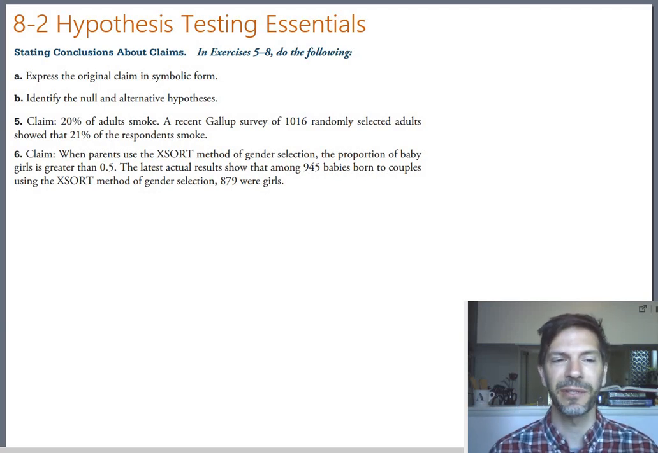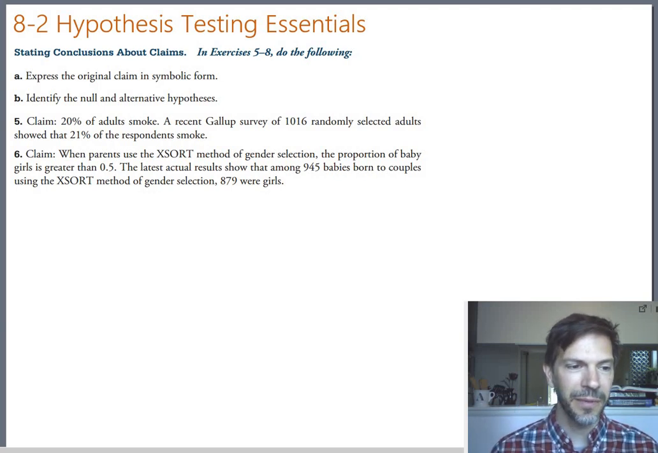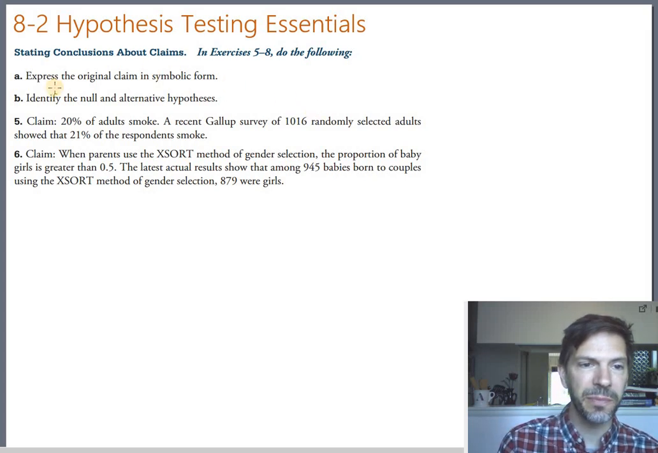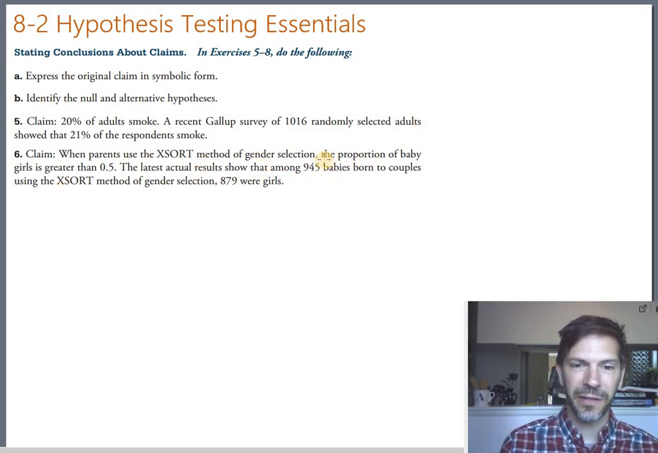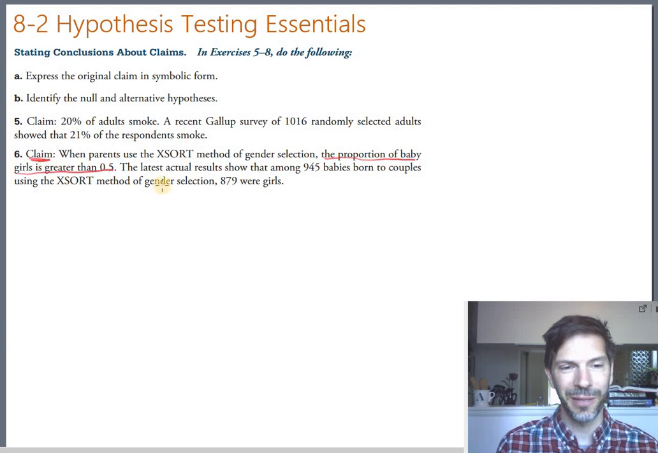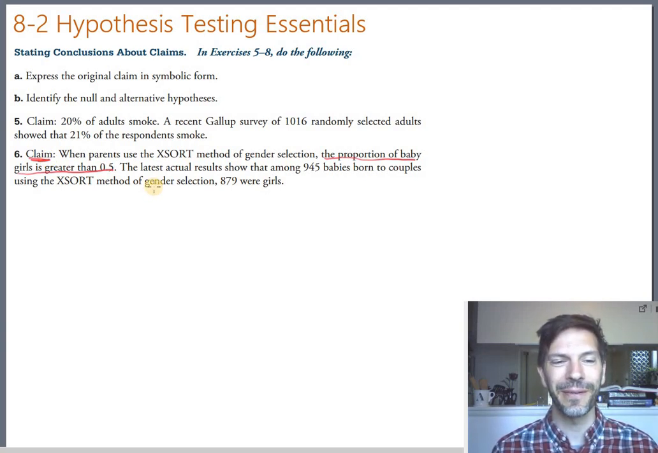So I want to start with looking at number 6. And this one just says, express the original claim in symbolic form and identify the null and alternative hypotheses. Okay, so looking at number 6, you've got a claim. It says when parents use X sort, the proportion of baby girls is greater than 0.5. So there's where you should pick out that they're making a claim. I mean, they started it with the word claim, which helps too, but they won't always do that in the problem. So there's the claim.